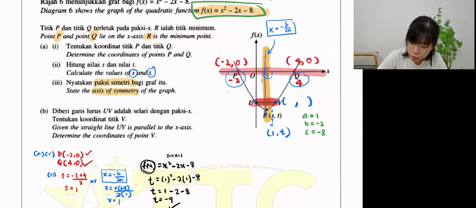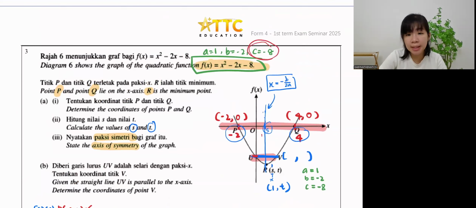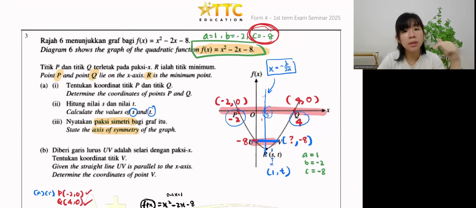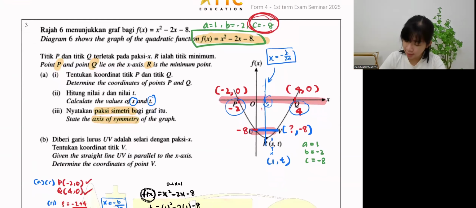So B and U are horizontally connected. Can you tell what U is? U is the y-intercept, isn't it? The graph touches the y-axis here. U is the y-intercept. How much is the y-intercept? The y-intercept is always the c, so here it should be negative 8. If this is negative 8, then the y coordinate is -8. How about the x? We don't know x, but we know y. Like I told you just now, if you have one of the coordinates, we sub into the question and you can find x.